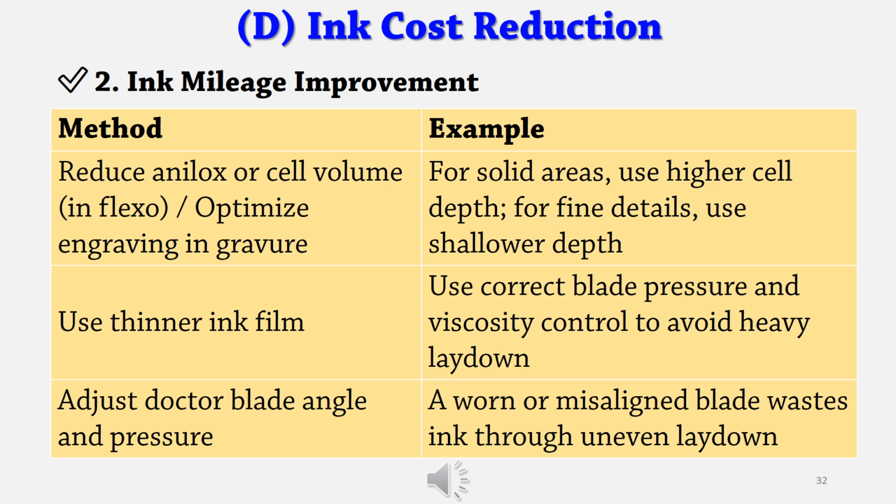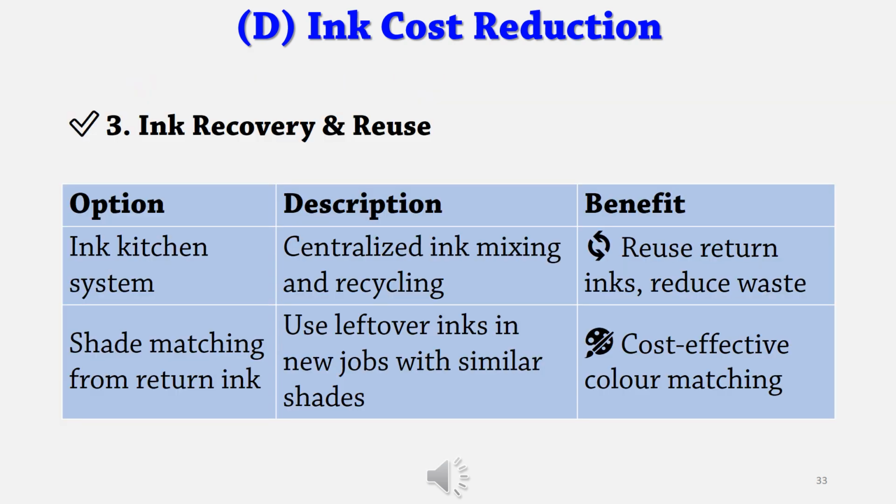Use thinner ink film. Use correct blade pressure and viscosity control to avoid heavy laydown. Adjust doctor blade angle and pressure. A worn or misaligned blade wastes ink through uneven laydown. Through ink recovery and reuse, you can reduce ink cost. Options are ink kitchen system and shade matching from return ink. Further details are given on the screen.